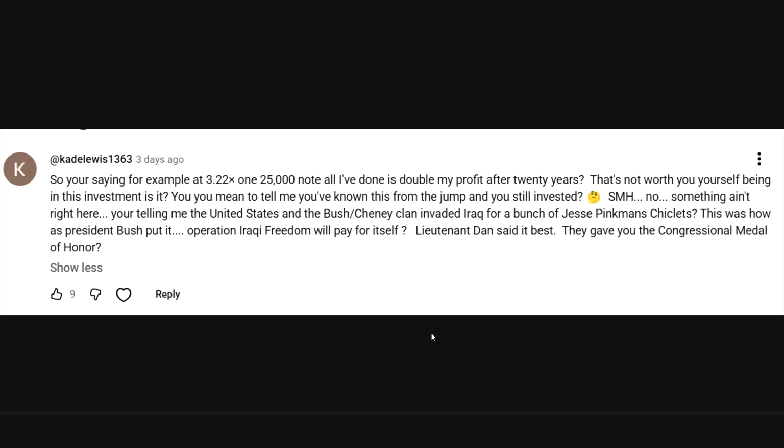Cade. Dude, that is the funniest reference. And I know a lot of people aren't going to get it, but that shit is funny as could be. Jesse Pinkman's chiclets. Oh my God. That is so funny.